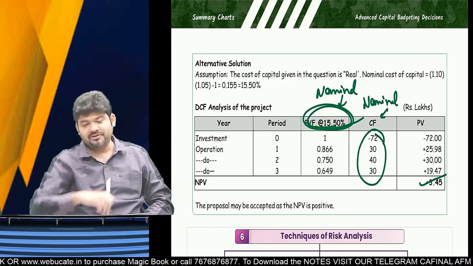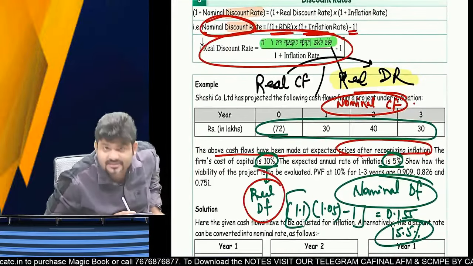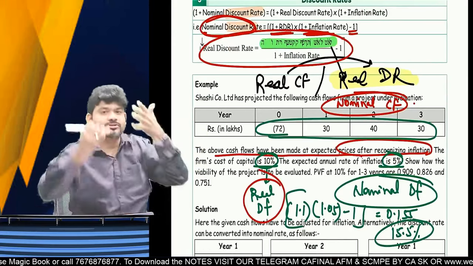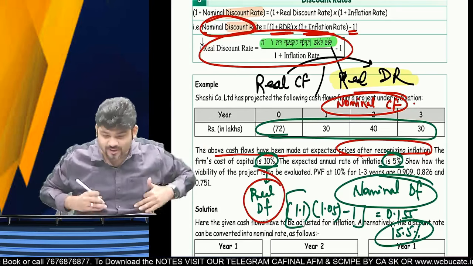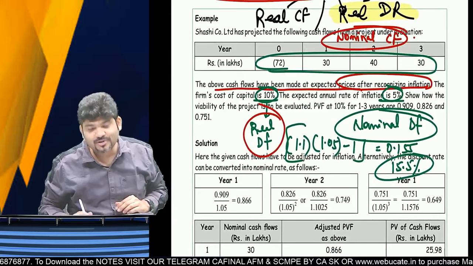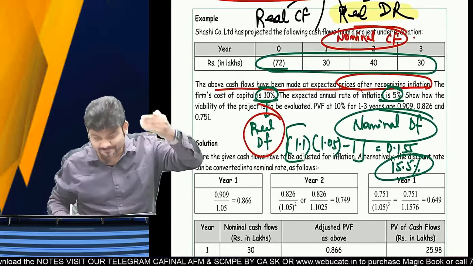Sir, what if this discounting rate is 10%? This is the real discounting rate? Yes, sir. Why can't you convert these cash flows into real cash flows? I can do that. Who has said no? So let's convert that. How do you convert the nominal cash flows into real cash flows? Do you remember?